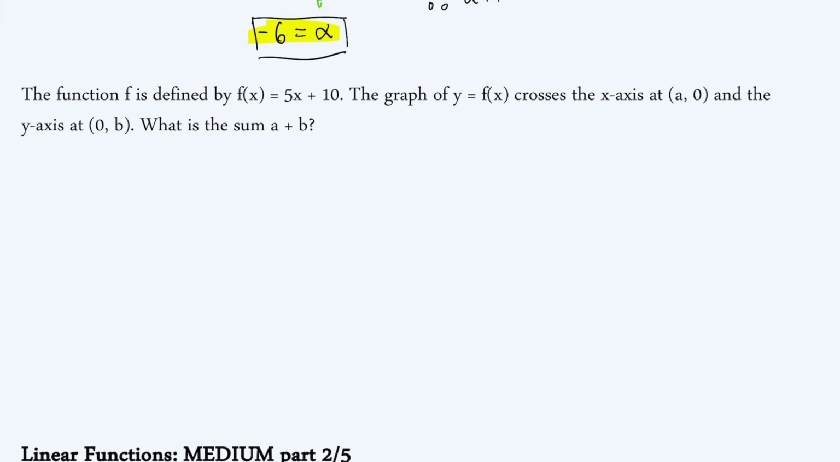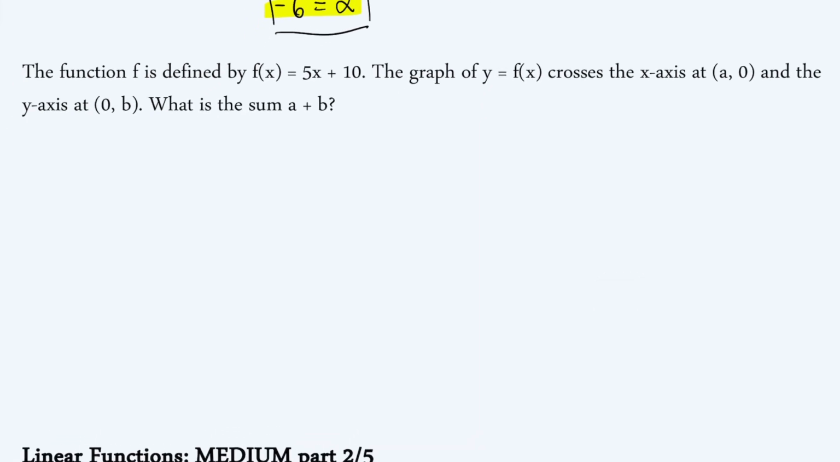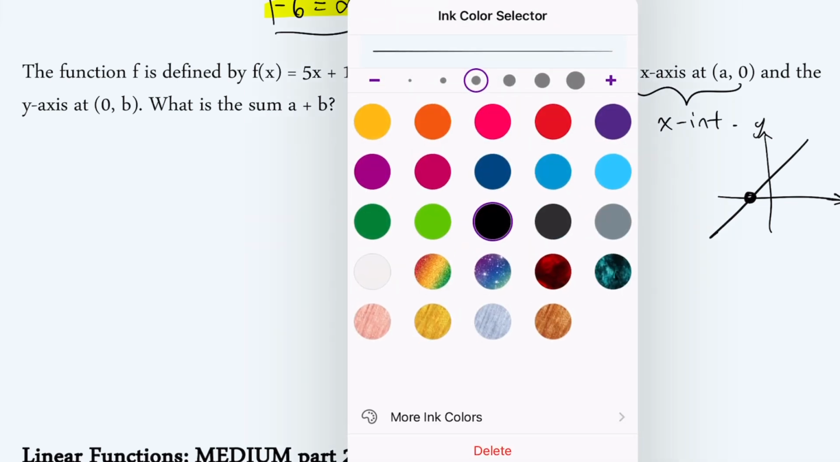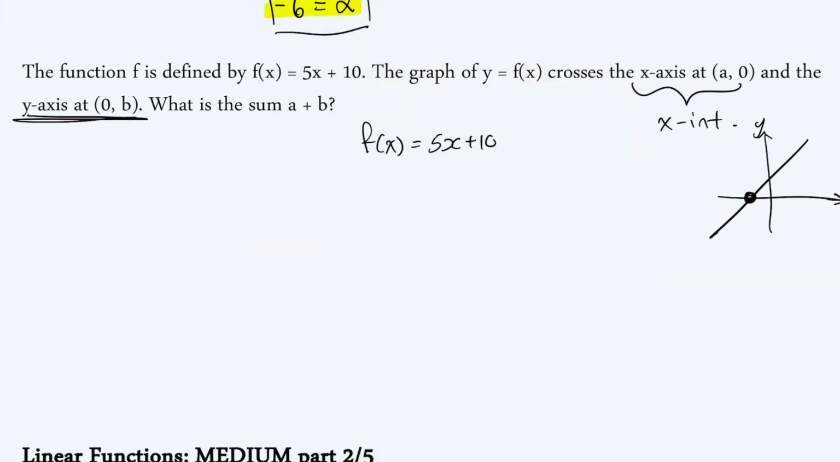Same idea in this problem. Try it yourself, see if you could figure it out. Now our function is f of x is equal to 5x plus 10. And they're telling us that this graph will actually cross the x-axis at some point here, which just means that this is the x-intercept, right? Passing the x-axis means that we have an x-intercept there. Okay, and then we have a y-intercept as well, right? At (0, b), same idea as before. What is the sum of a plus b?